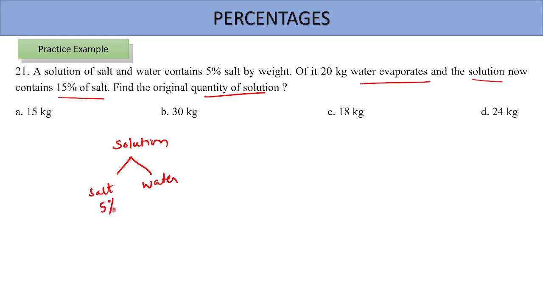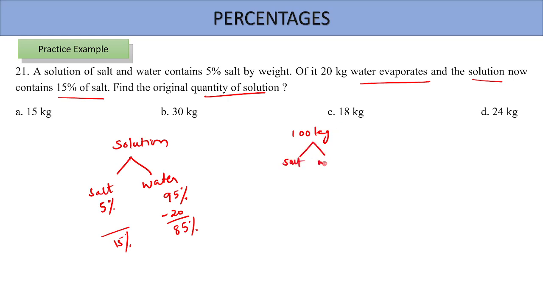So there is a solution, in which assume there is salt and there is water. If salt is 5%, water will be 95%. Of this, 20 kg of water got evaporated, and the new solution now contains 15% salt, and it will be now 85% of the water. So what we will do, we will assume that the initial solution is of, let's say, 100 kg.